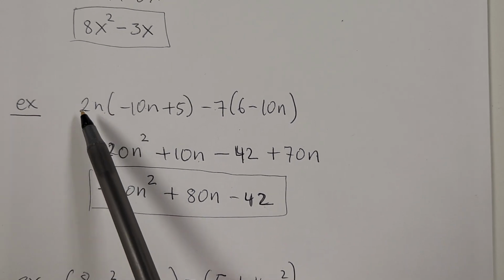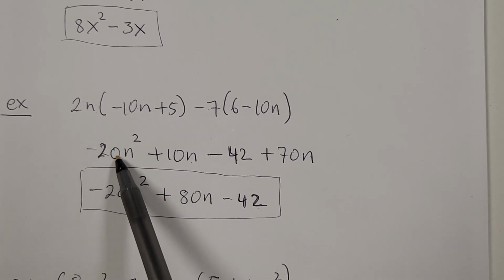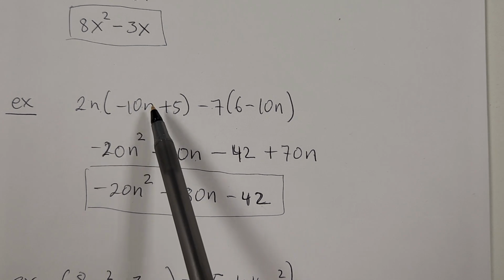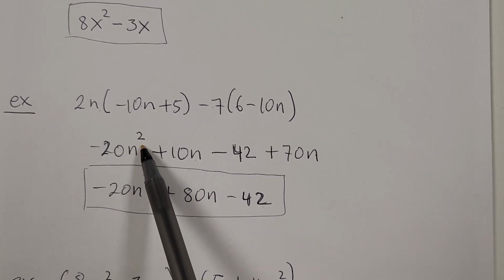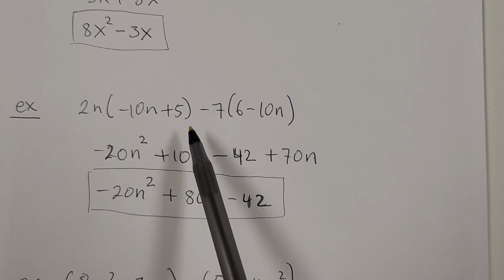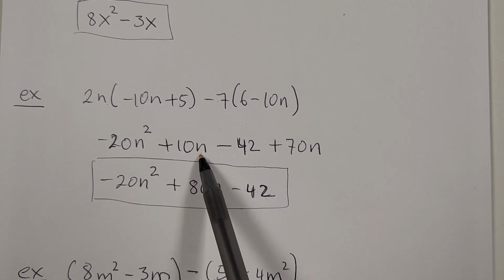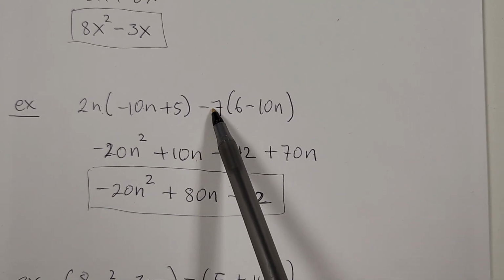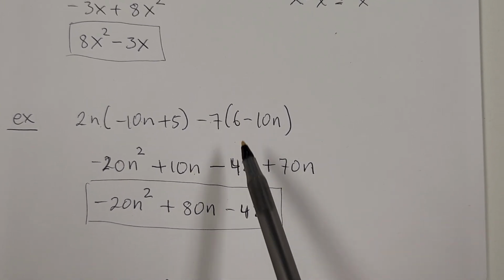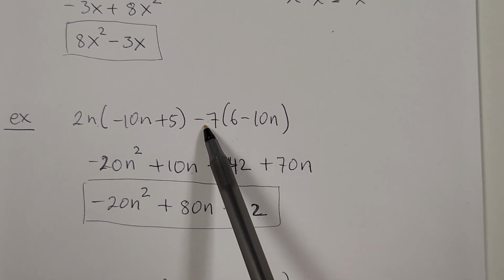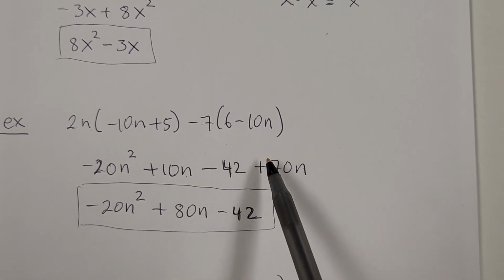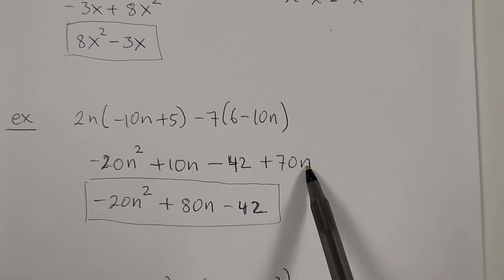So 2 times negative 10 is negative 20. N times n is n squared. 2 times 5 is 10, and don't forget the n. Here I have a negative 7. Negative 7 times 6 is negative 42. Negative 7 times negative 10 gives me positive 70n.